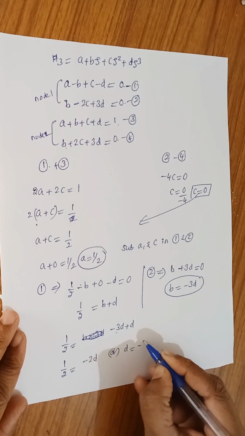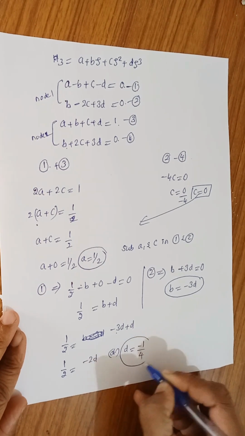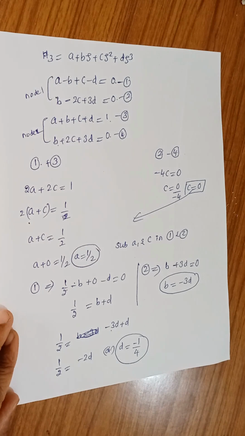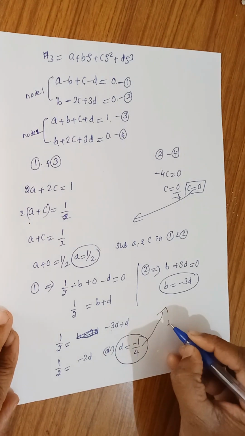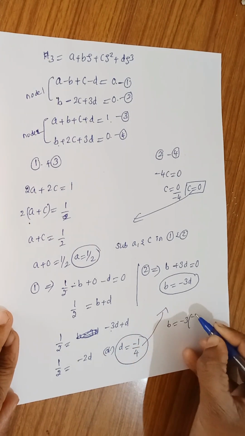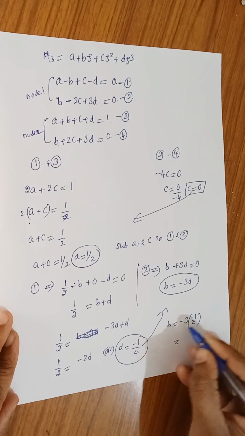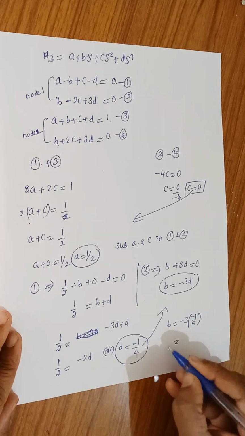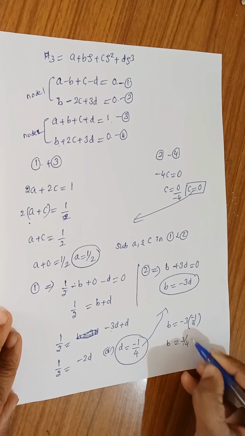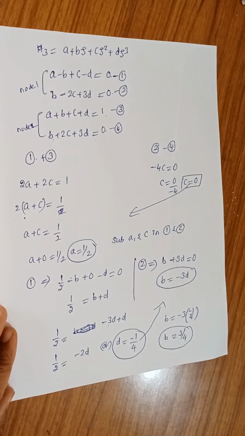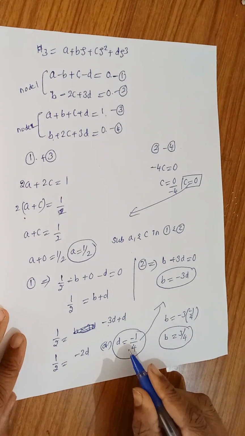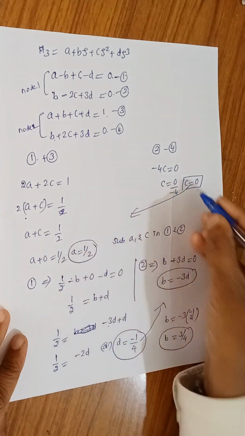D is minus 1 by 4. If d is minus 1 by 4, substituting that value over here, I'm going to get b equal to minus 3 into minus 1 by 4. I'm going to get 3 plus, minus into minus is plus. Therefore, the value of b is going to be 3 by 4. The value of d is going to be minus 1 by 4, and a is half and c is 0.